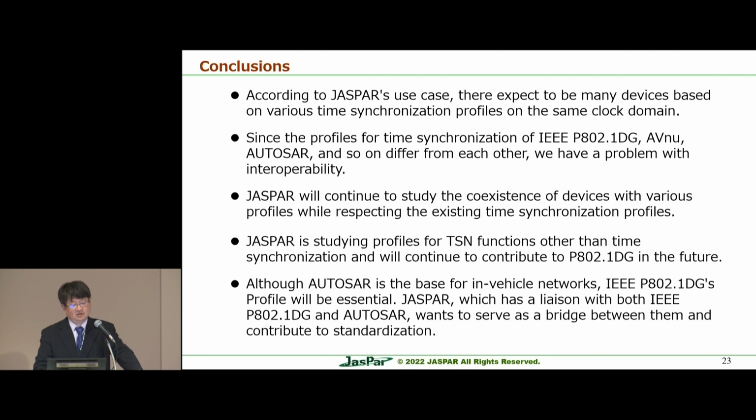And finally, although AutoZA is the base for in-vehicle networks, IEEE P802.1DZ's profile will be essential. Therefore, JASPAR, which has a liaison with both IEEE P802.1DZ and AutoZA, wants to serve as a bridge between them and contribute to standardization.